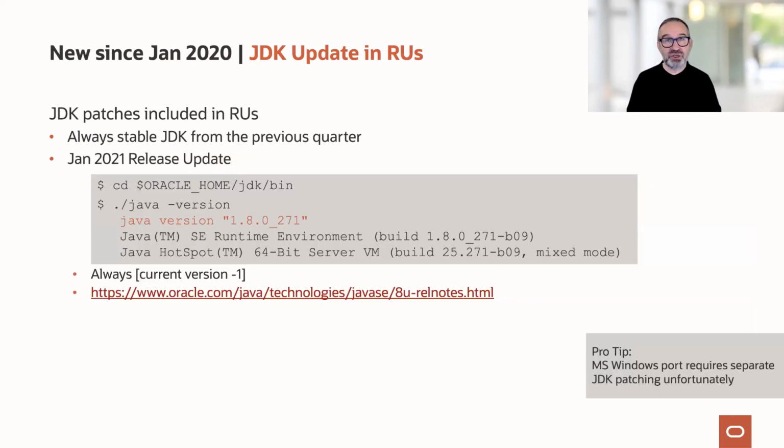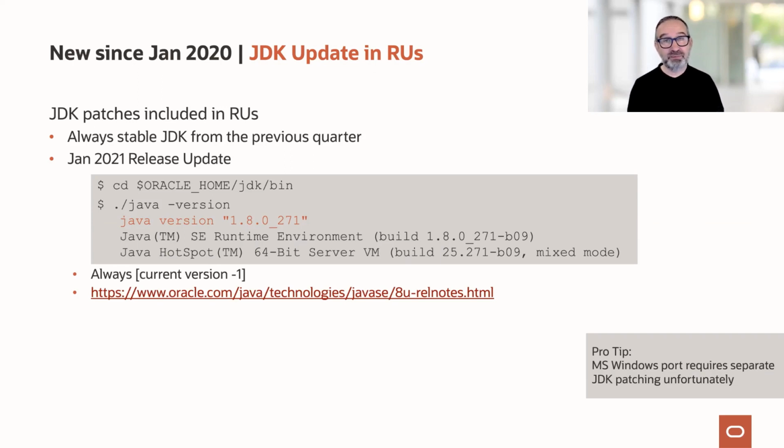Another thing we introduced, luckily, since April or since January 2020, is that we now also apply a JDK update with the release updates. So an RU also delivers a JDK update. There are 2 or 3 things to mention here. First of all, the JDK team only considers the JDK from the previous quarter as the last stable release. So you don't get the most recent one, you get only a 3-month-old one.